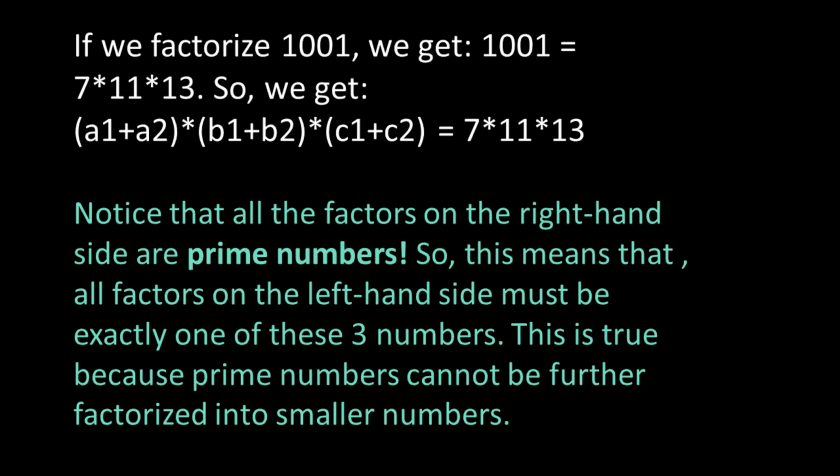If we factorize 1001, we get 1001 is equal to 7 times 11 times 13. So, A1 plus A2 times B1 plus B2 times C1 plus C2 is equal to 7 times 11 times 13. Notice that all the factors on the right-hand side are prime numbers. So, this means all factors on the left-hand side must be exactly one of these 3 numbers. This is true because prime numbers cannot be further factorized into smaller numbers.